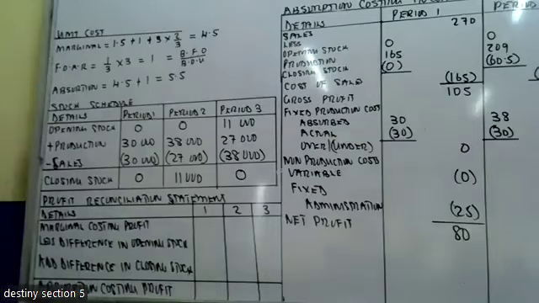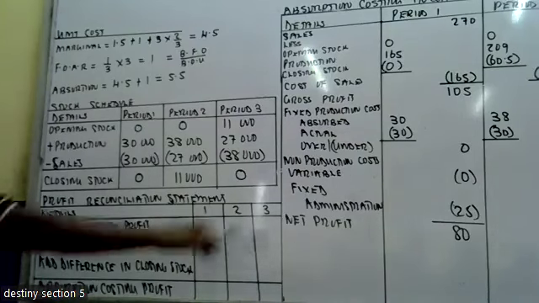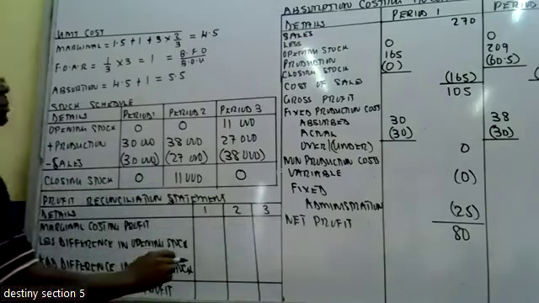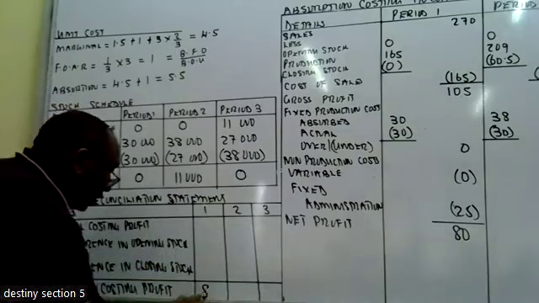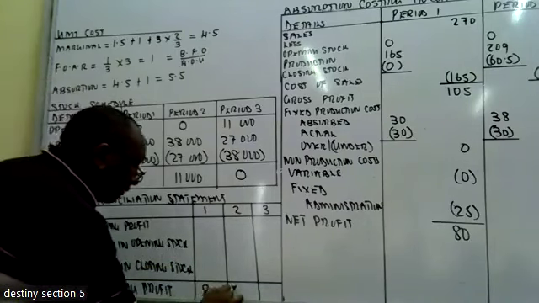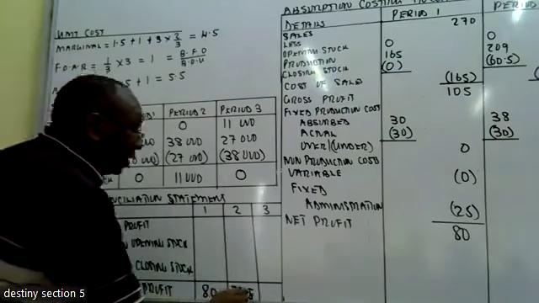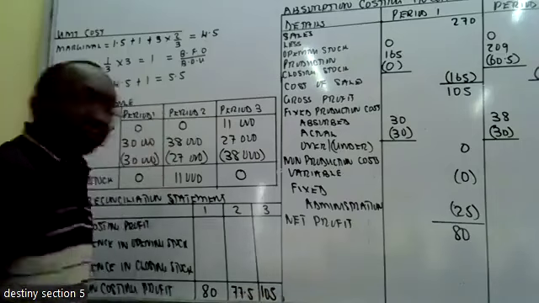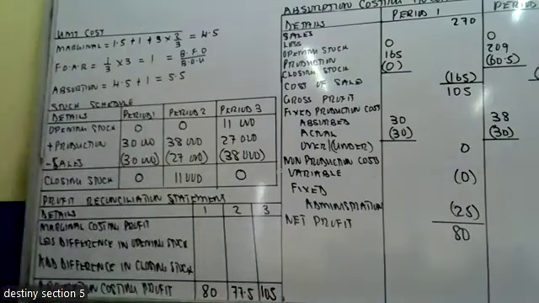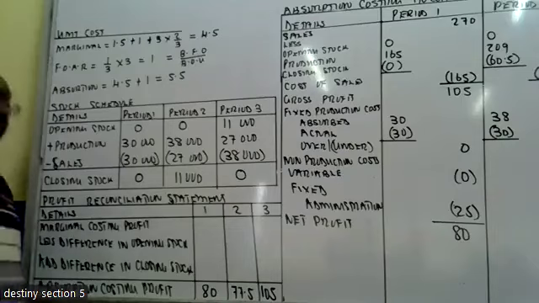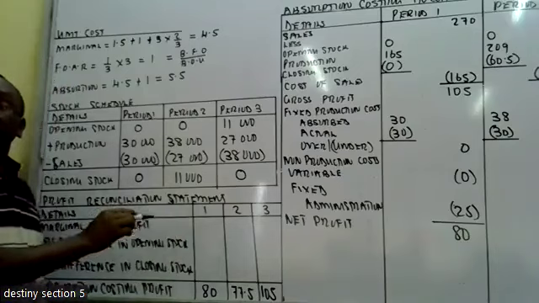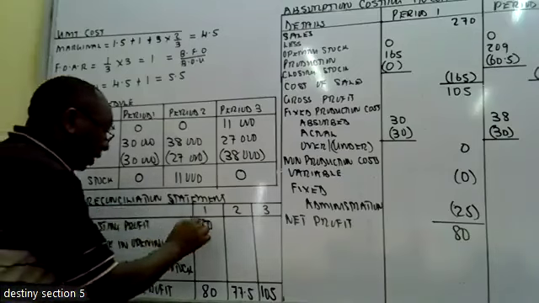That's fine. Haya. So this is what you do. Rudi kwa ama tuanze na hii. For the absorption costing, period 1, profit is 8. Period 2, profit is 77.5. Period 3, profit is 105. Rudi kwa marginal, unisomee profit. In margin, the first one got 8. Okay. The second one.